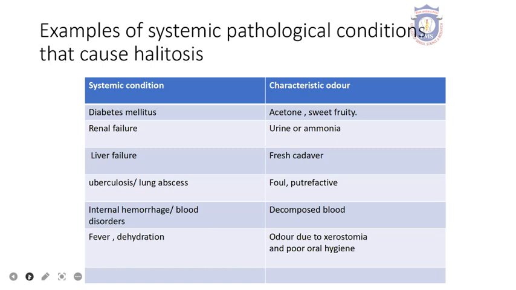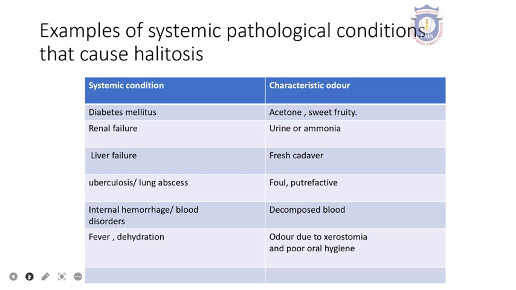So these are some of the examples of systemic pathologic conditions that cause halitosis. Some of the conditions are diabetes mellitus, renal failure, liver failure, tuberculosis or lung abscess, internal hemorrhage, blood disorders, fever, dehydration. And there are characteristic odors for each of these diseases.